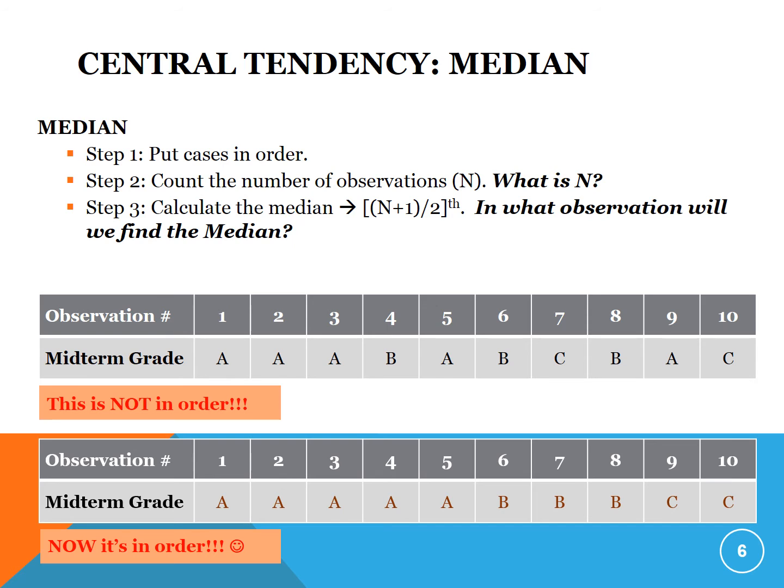Okay, so first step, put the cases in order. Second step, count the number of observations. Third step, simply plug in this equation. Make sure you add first and then add everything in the parentheses, then divide.